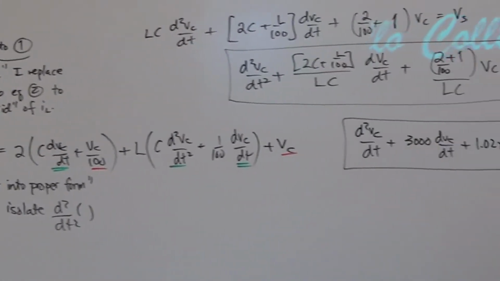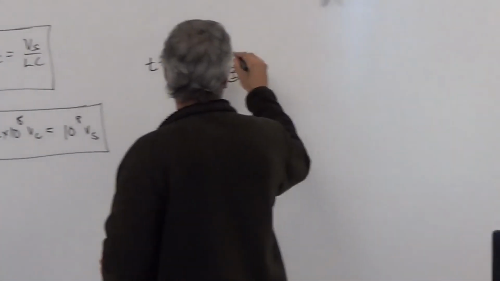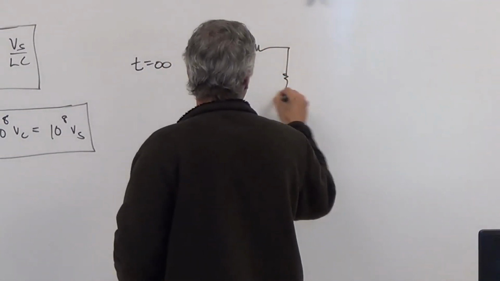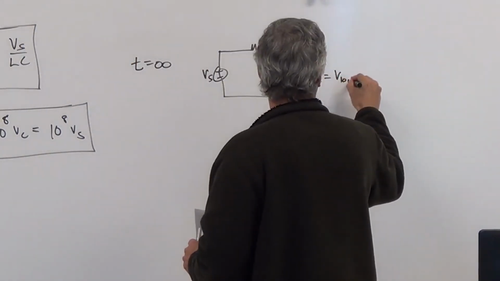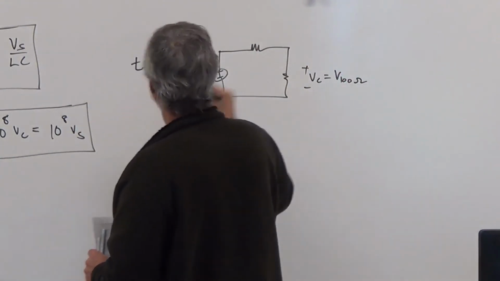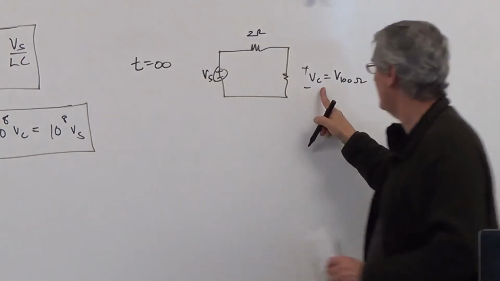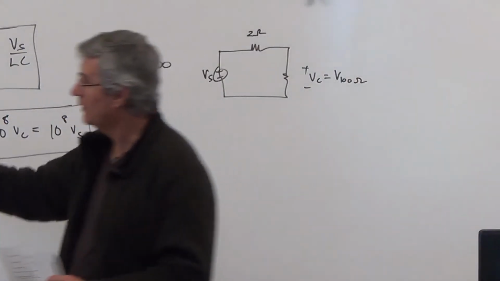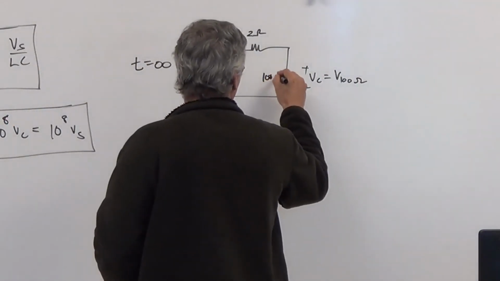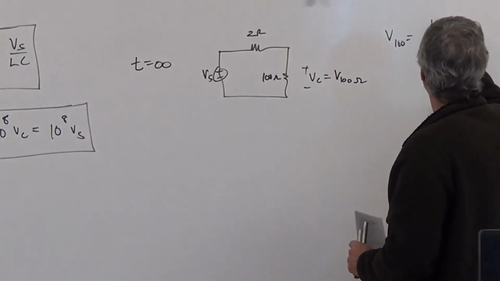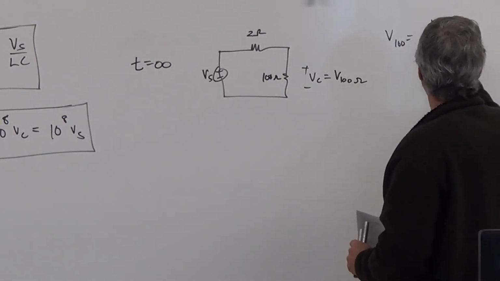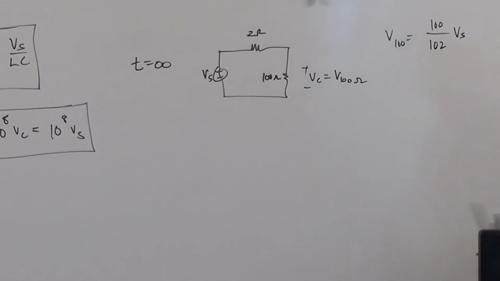At t equal to infinity, I look at that circuit, it's got to be Vs. I got a resistor, and this guy is Vc, which is the same as V100. And that guy is 2 ohms. So I could use the voltage divider rule to get what that voltage is, right? So that's a 100 ohm. So we could see that V100 has to be 100 divided by 102 times V source.